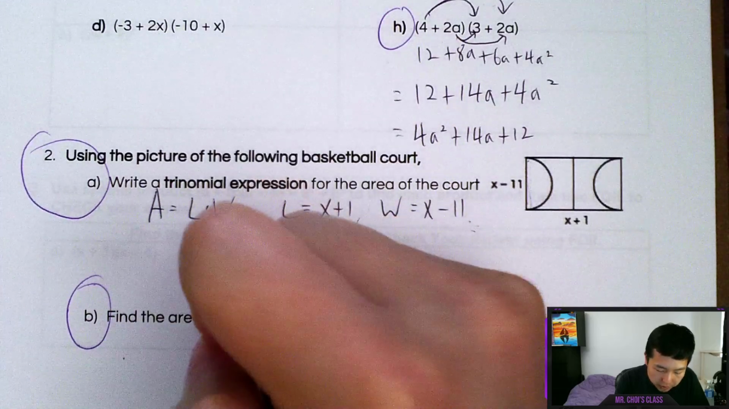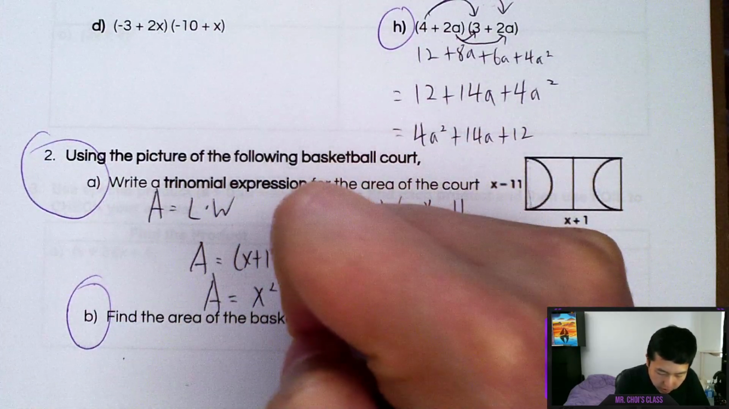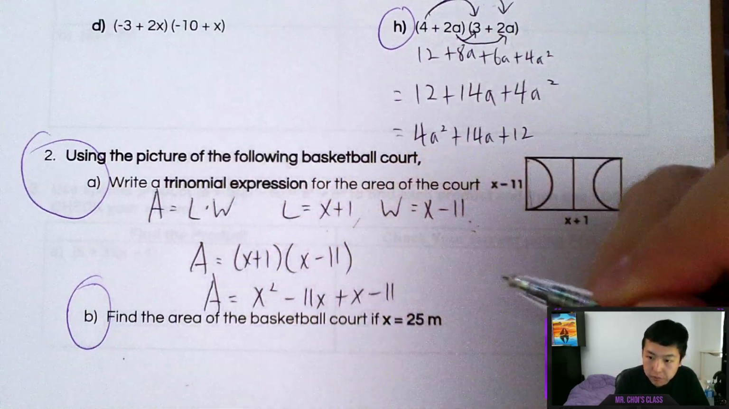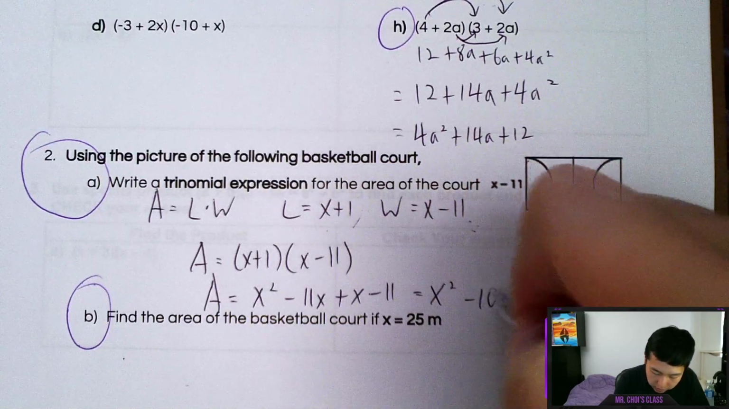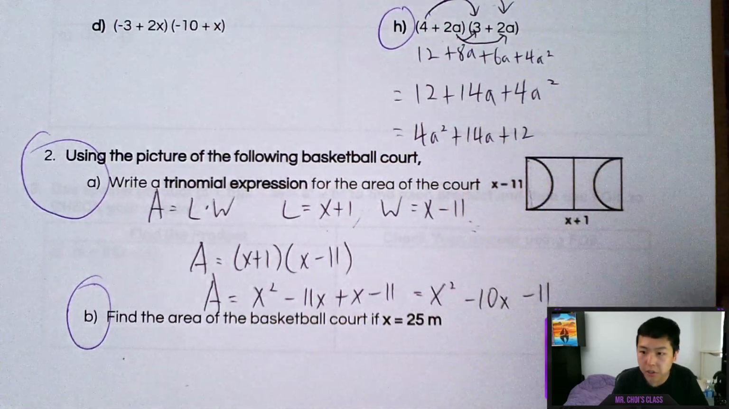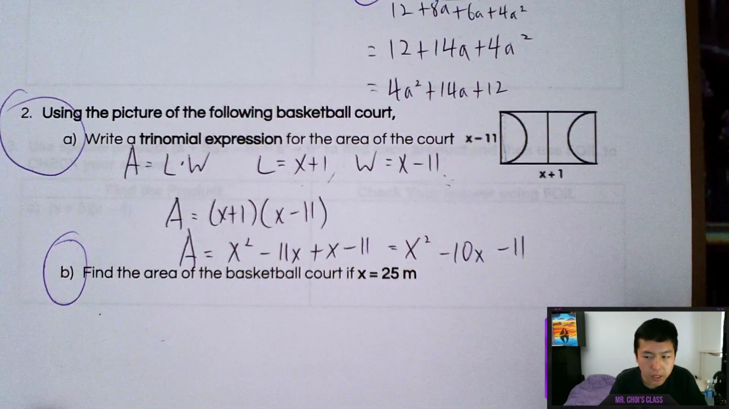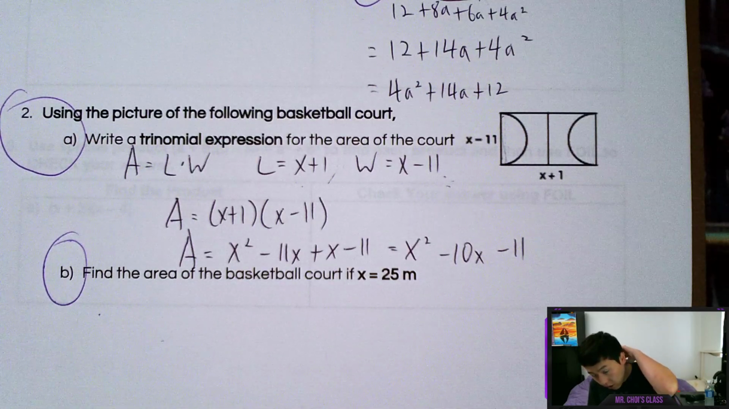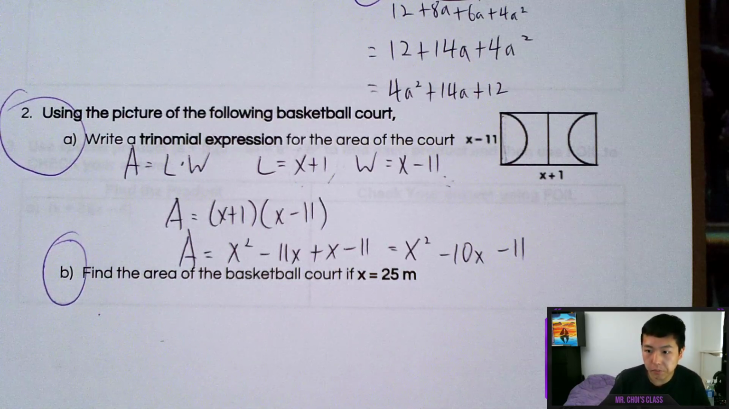When we multiply this out, we get x squared minus 11x plus x minus 11, which should end up as your final answer of x squared minus 10x minus 11. And there's our final answer there. Okay? So hopefully that made sense.